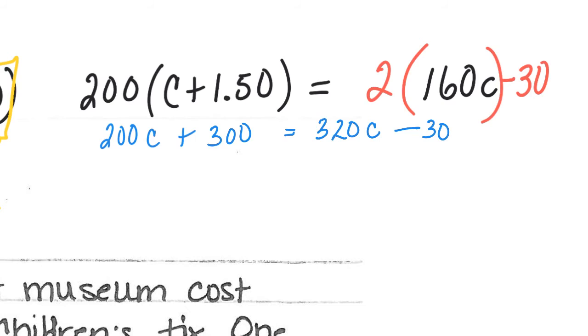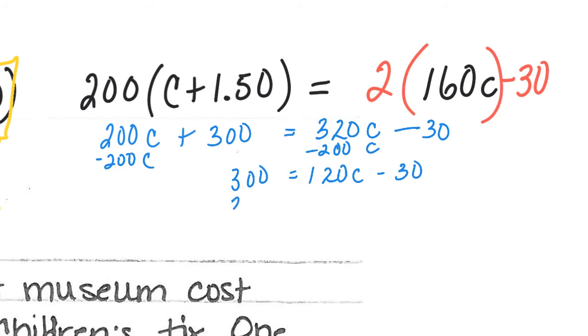That's totally separate. So I would probably bring the 200C over there, wouldn't you? By doing what? Subtracting 200C. What do I do to one side, I do to the other. Are you good? Yep. 300 is equal to 120C minus 30. Next step. Bring the 30 over by doing what? 330 is equal to 120C.